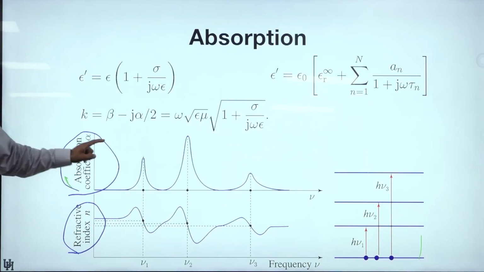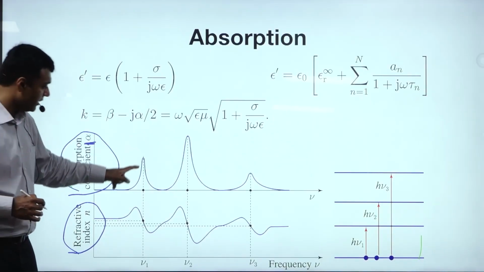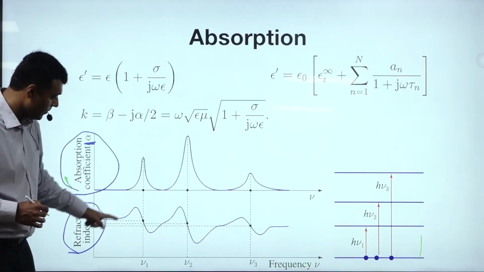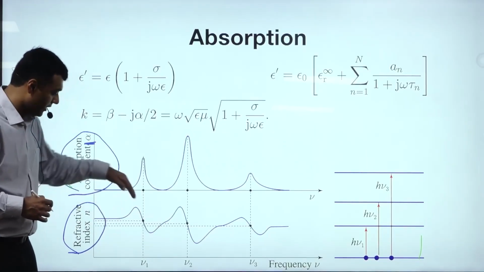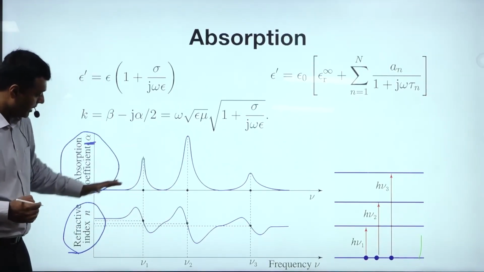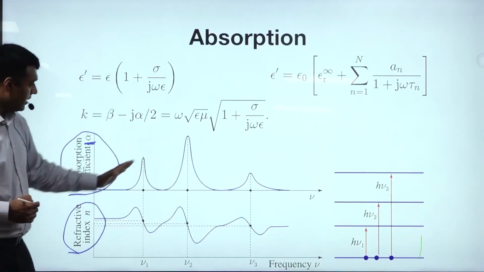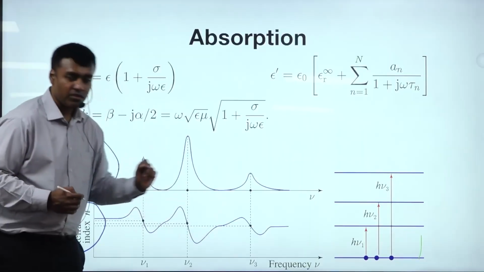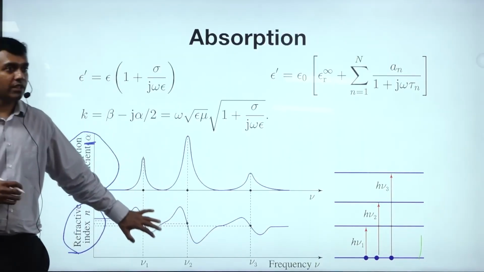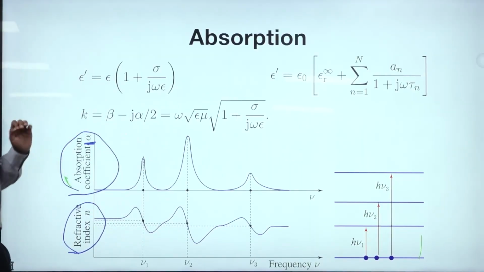Okay, and so it turns out that there is a connection between where this absorption happens and how the refractive index changes. So whenever there is a peak, there is a refractive index maximum and minimum of this sort, and another peak and a maximum and minimum of this sort. And so there is a connection between the refractive index and the absorption of materials. So those are closely interlinked.